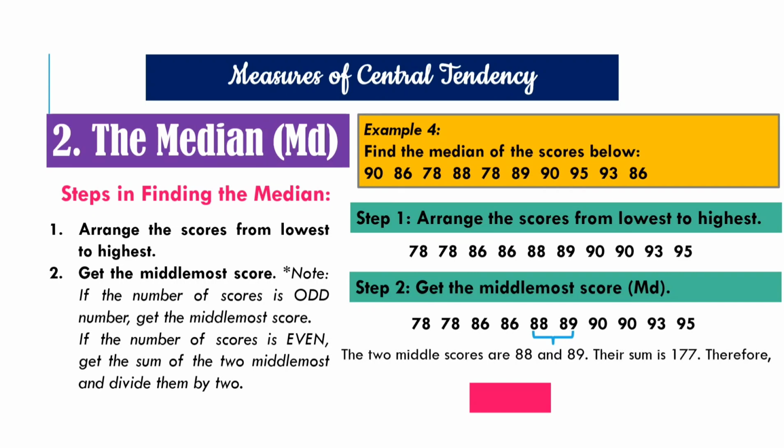So we have to get their average. So we first get the sum, which is 177, divided by 2. It is equal to 88.5. So the result, or the median for example 4, is 88.5.